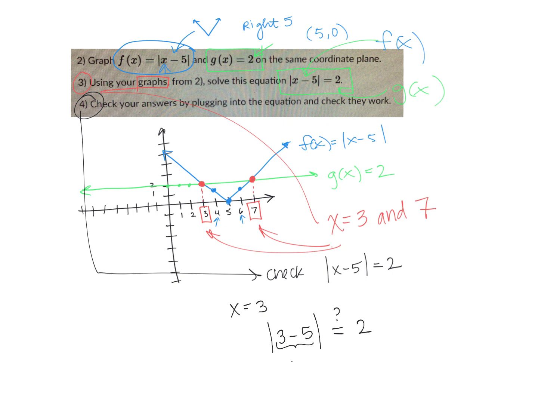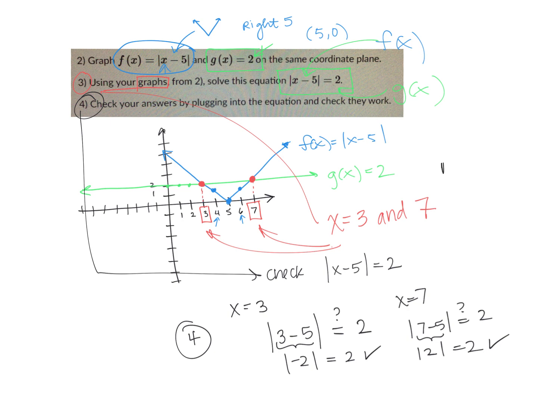Well, 3 minus 5 is negative 2, and its absolute value is 2, so that works. And now when x is equal to 7, the absolute value of 7 minus 5, we want to see if that's equal to 2. Well, 7 minus 5 is 2. Absolute value of 2 is 2. That checks as well. So this was part 4, and again, this was part 3. So this is what I was looking for.